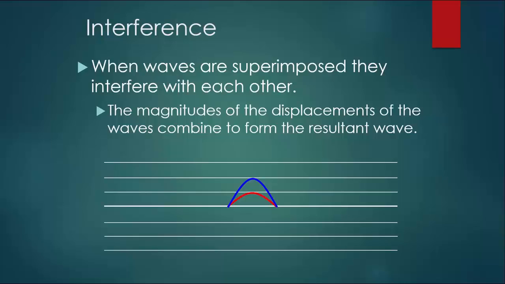Now, assuming this is a mechanical wave, the particles of the medium can't be in two places at the same time. So the displacement of the red pulse and the blue pulse combine to give us the resulting wave. If we call the displacement of the red pulse 1 and the displacement of the blue pulse 2, then the resulting wave while they're superimposed would be 3. Now after they interfere with each other, they just continue going the way they were going as if nothing ever happened. Let's take a look at a couple of real-life examples of this.